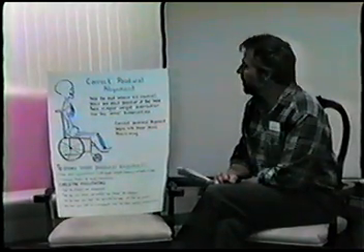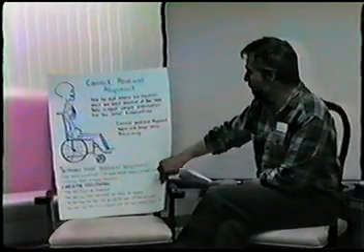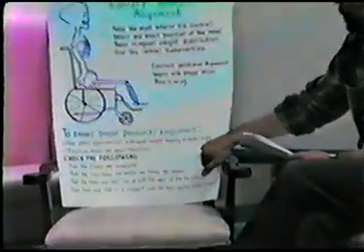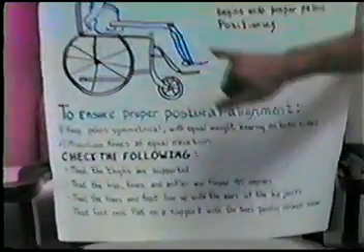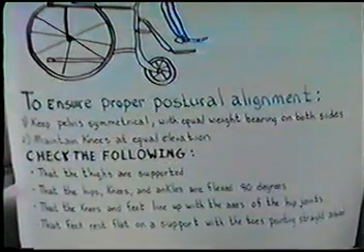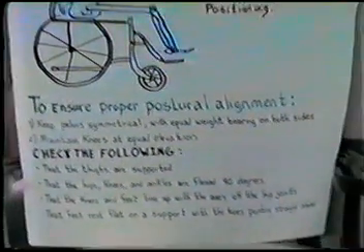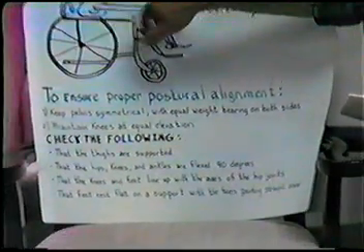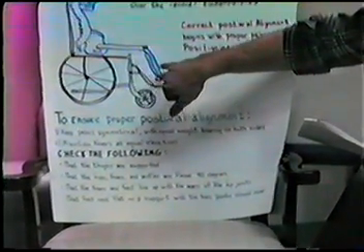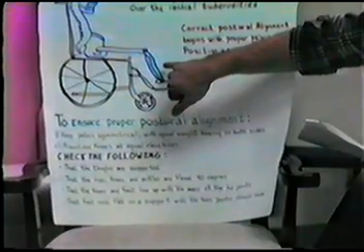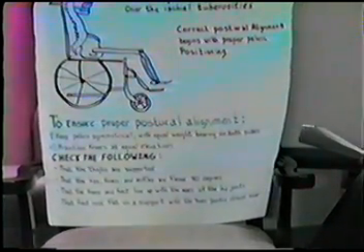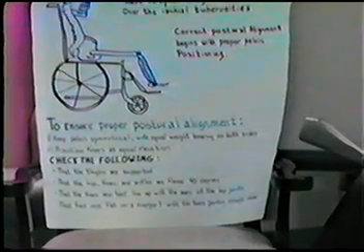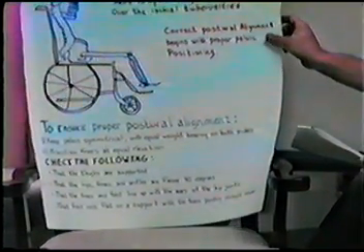Some of the things you can do to ensure proper postural alignment is keeping the pelvis as symmetrical as possible, equal weight bearing over both sides. Try and maintain the knees at equal elevation. Okay? You want to check a couple of things. Check that the thighs are well supported. The hips, knees, and ankles are flexed to 90 degrees if you can get them to 90 degrees. You want the knees and feet lined up with the axes of the hip joints. And you want the feet to rest flat on a support with the toes pointing straight ahead.